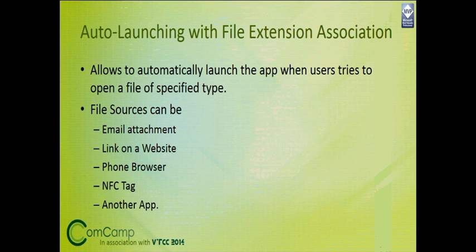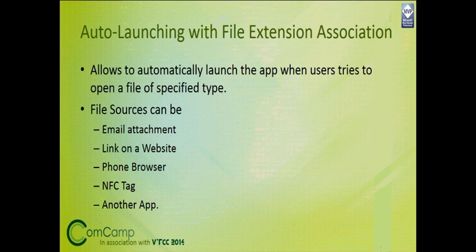Then the operating system will try to identify within the device which applications have the file type associated with them. If an app is found, for example a PDF viewer, then it will simply launch that app and pass the file to that application. So the file extension association will allow the app to be launched automatically when the user tries to open a file of a registered file type.